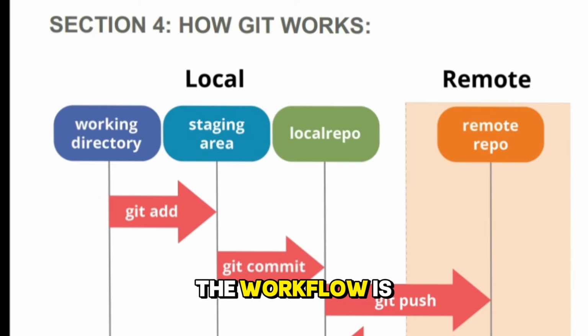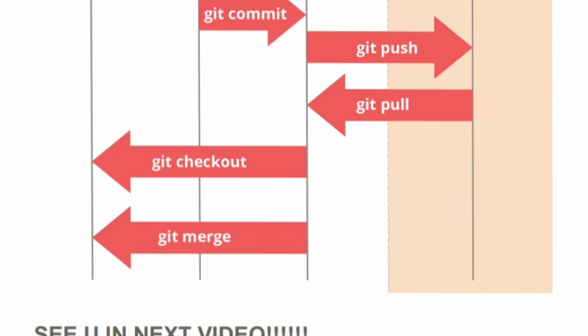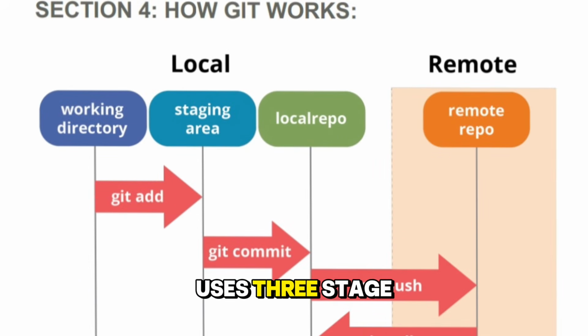Now section 4, we are going to learn how Git works. The workflow is already shown on the screen. Git uses a three-stage architecture for tracking changes. The first one is the working directory. This is where you actively modify your project files. The second one is the staging area, also known as the index. When you have made changes you want to include in the next commit, you stage them using git add. This adds the modified files to the staging area.